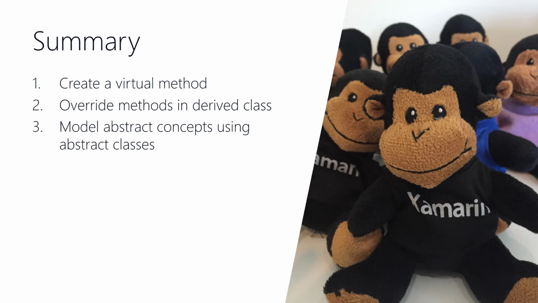So in this last section, we talked about virtual methods and abstract methods. And remember, virtual methods are methods that can be overridden by the derived class, but they're optional, whereas an abstract method is forced to be overridden by the derived class.